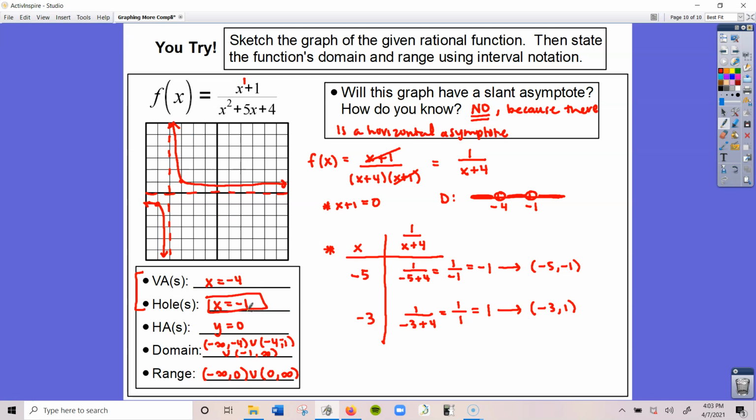Now I'm going to come back here because we are missing the hole. The hole is located at x is equal to negative 1. So I go to my graph where x is negative 1 and I place my open circle. And that means that that is where I have the hole. And that's how you graph more complicated rational functions.